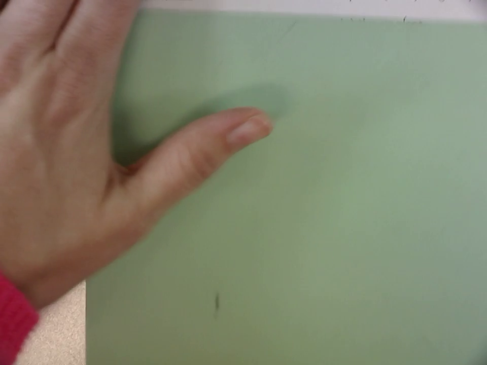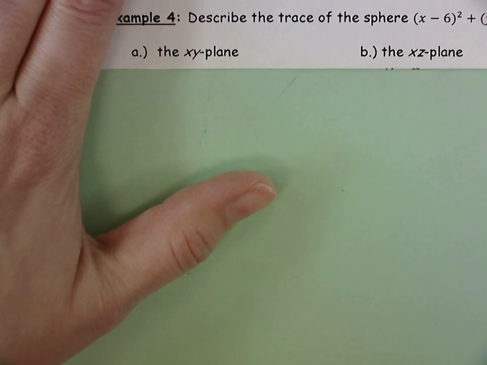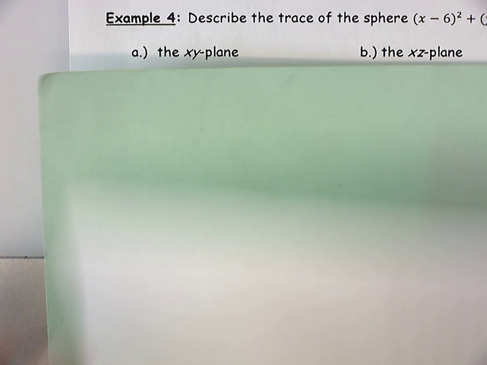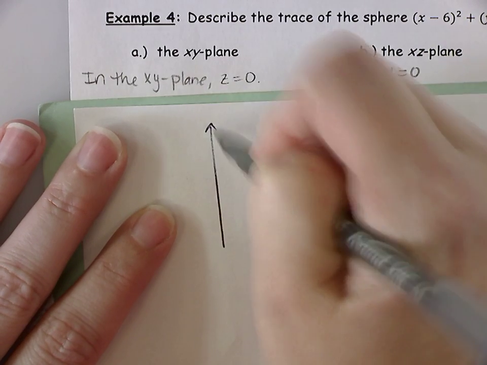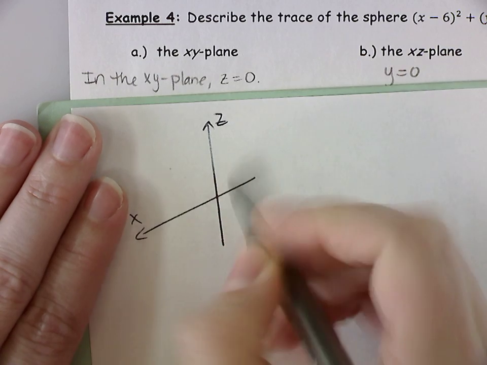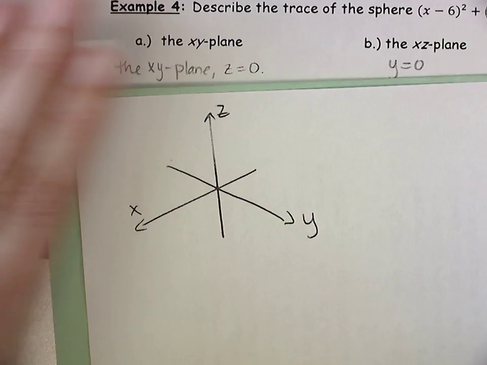So we're going to start, it gives us our equation of the sphere, and then we want to know what the trace of the sphere would be in the xy plane. Okay, so remember from yesterday how we had the different walls. So if it was an xy plane, this was your z, here's your x, here's your y. So the xy plane would be the floor.